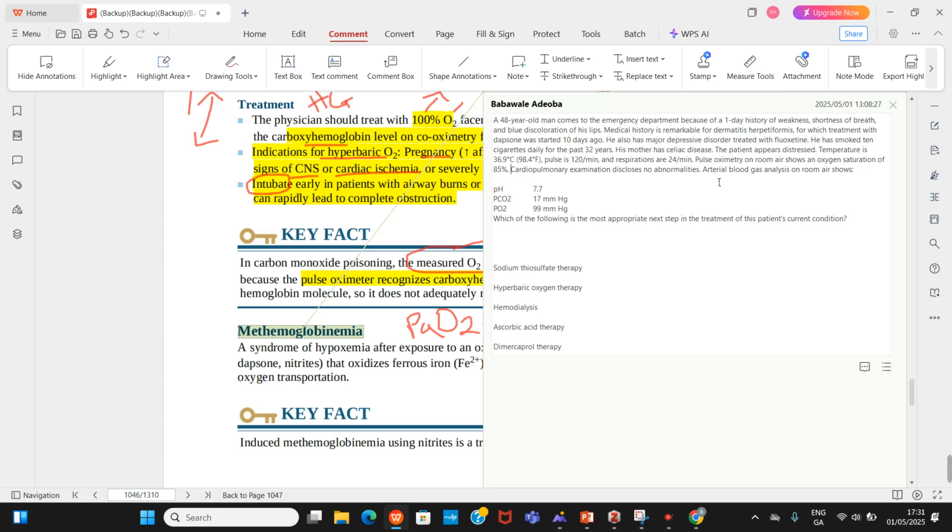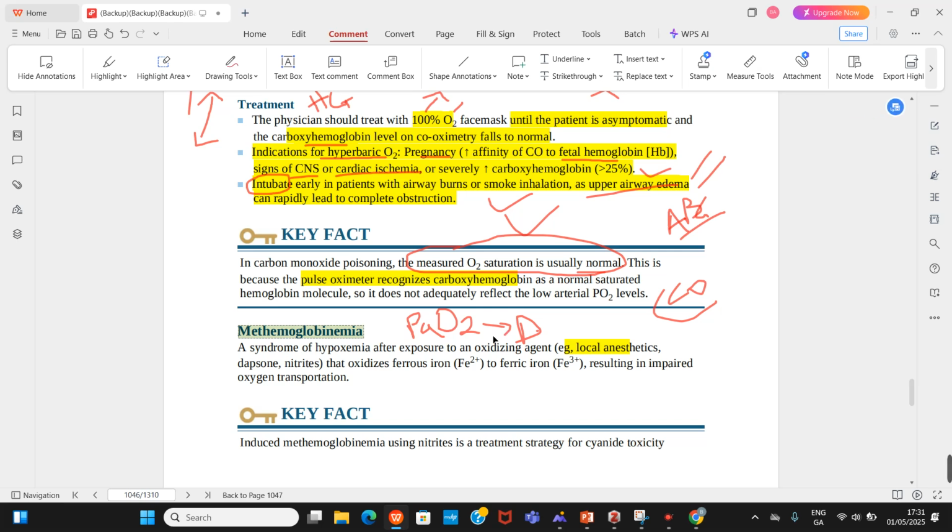Expected. Yes, it's expected. So ABG shows pH of 7.4, PCO2 of 17, PO2 of 99. Is that expected or not? PO2 of 99. Is it expected? Yes, expected. So which of the following is the most appropriate next step in the management of this patient? So what do we do for this patient? Ascorbic acid first. If you don't see that, methylene blue. Before you start looking at other things.